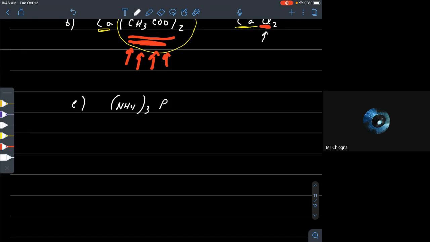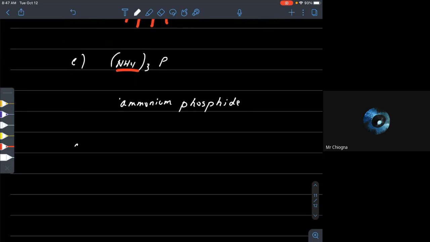This is the only positive polyatomic, NH4. I would just memorize it so you know it right away. It's ammonium. And then followed by the P, which is slightly different.